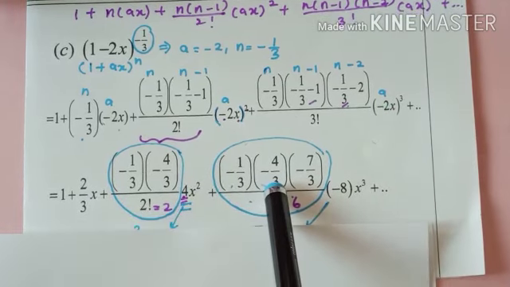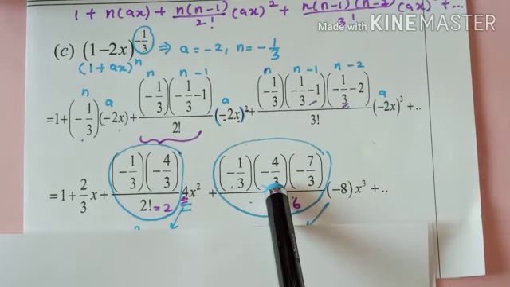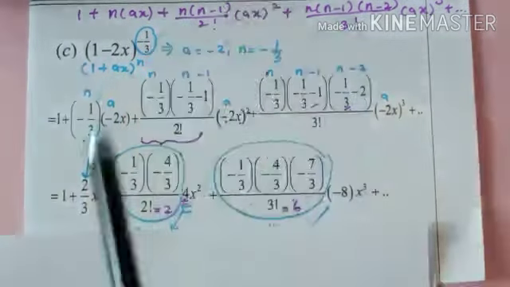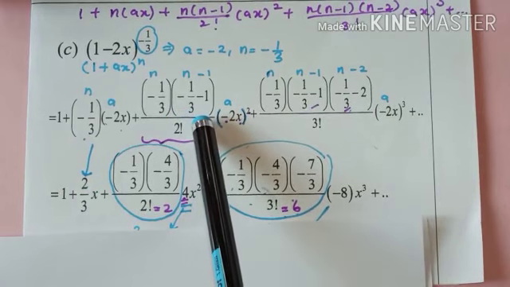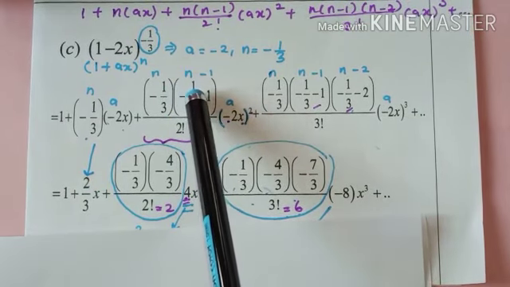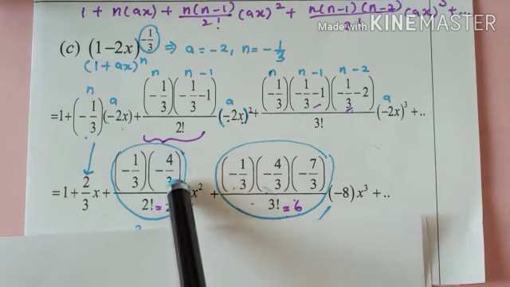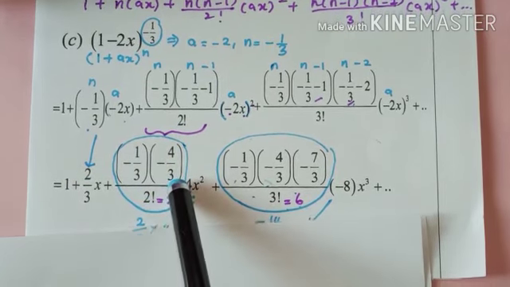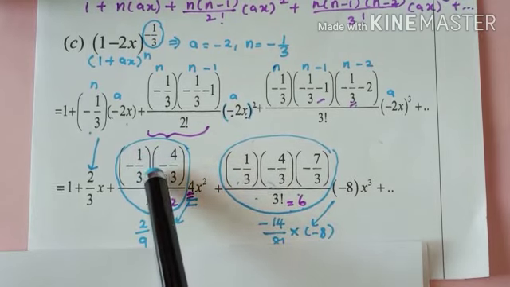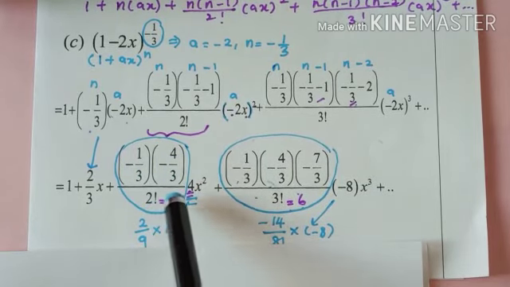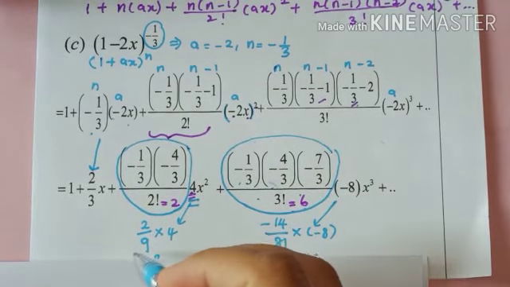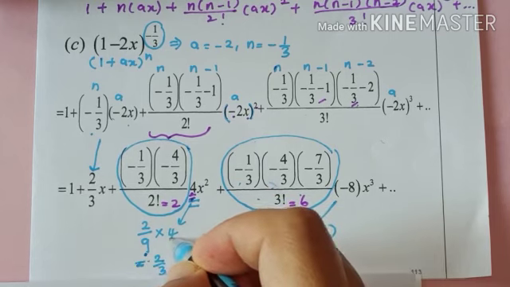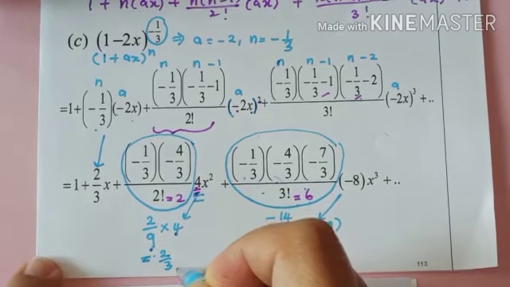The second step here, you can simplify all the fractions. 1 plus 2 over 3x plus, so you have to simplify inside this bracket first, negative 1 over 3 minus 1, then you get negative 4 over 3. After that, you can simplify the whole expression. Negative 1 over 3 times negative 4 over 3 divided by 2, then you get 2 over 9. After that, multiply with 4 here, simplify, you get 2 over 3.